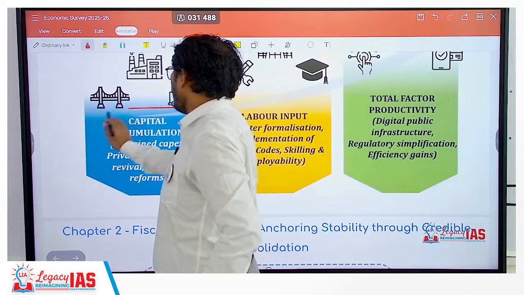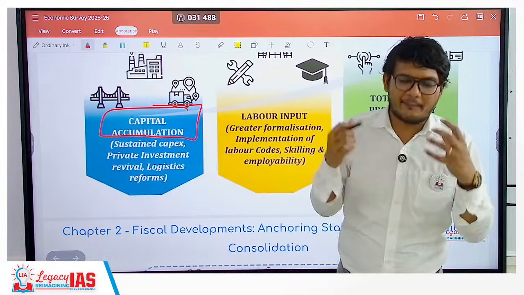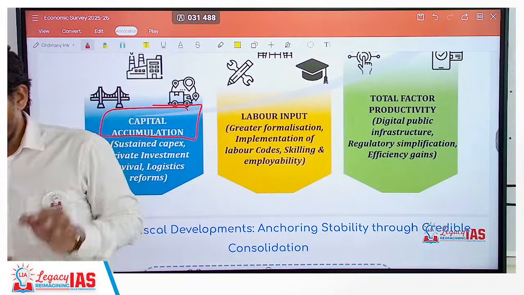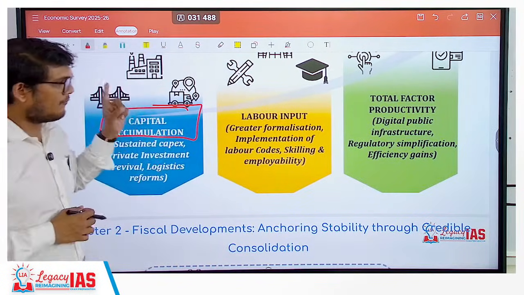First, it talks about capital accumulation. India is seeing a huge amount of capital formation, especially because India is focusing a lot on capital expenditure. So this is one reform which is good.